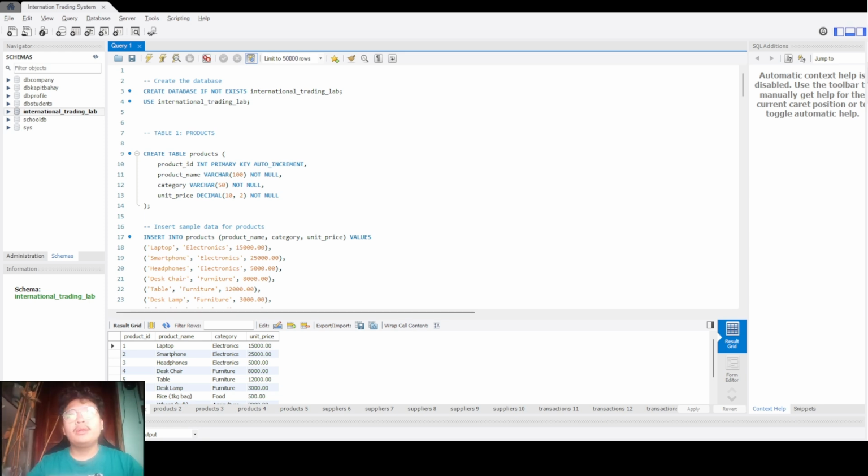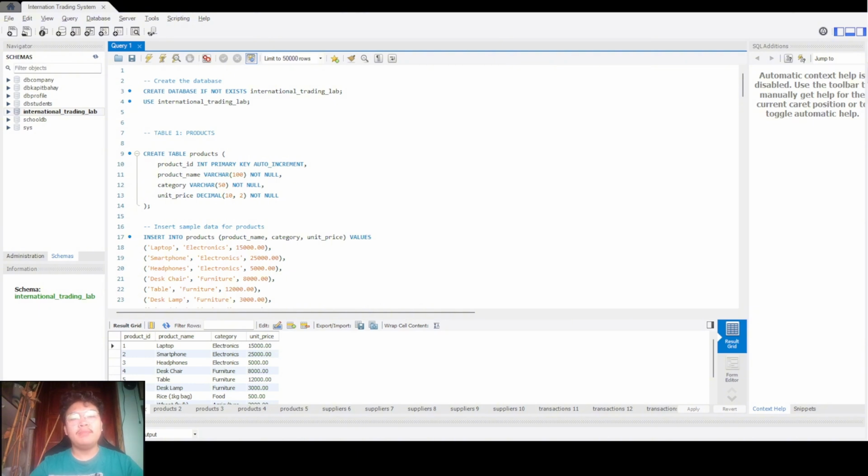Good afternoon, everyone. My name is Christian Belencion, and today I will show you the International Trading Management System database that I created for this midterm examination.